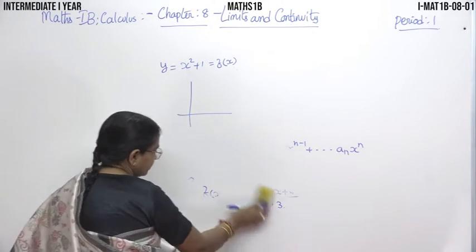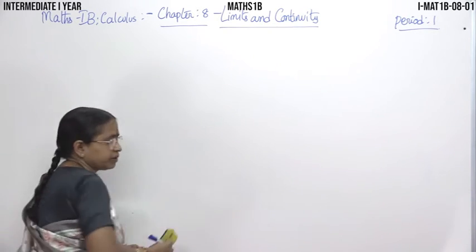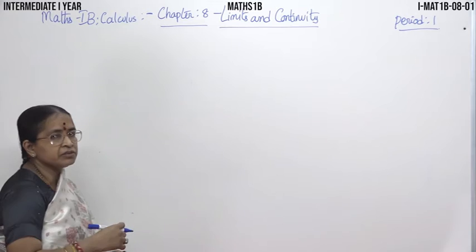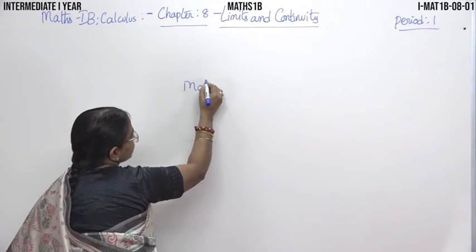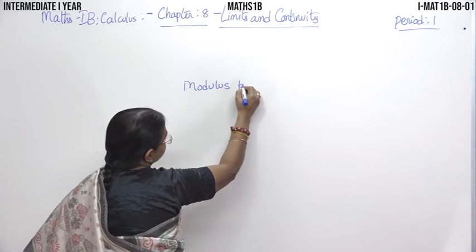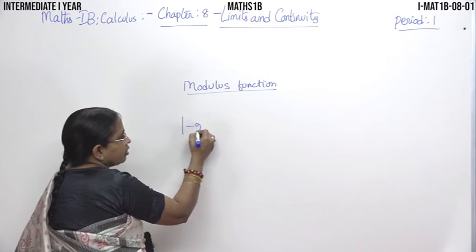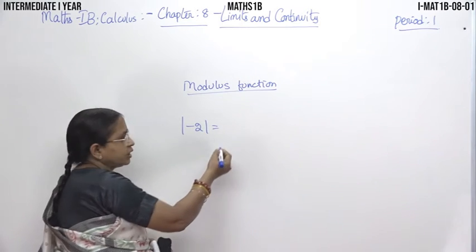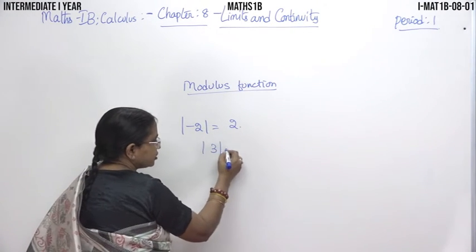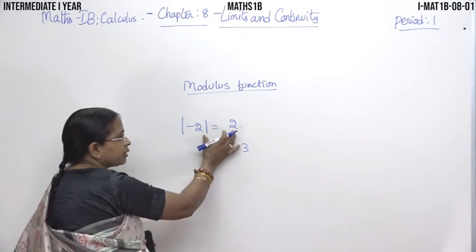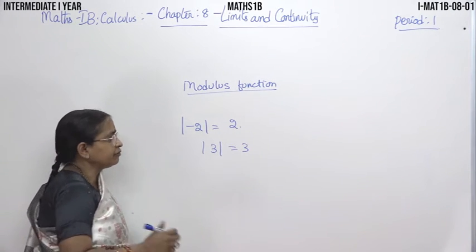Okay, next is very important function. You will learn all about this in functions chapter. So in finding the limits, we need all this type of functions. So next one is modulus function. What is this modulus function? So if you already know what is, suppose I write mod of minus 2. Mod of minus 2, you say it as 2. Mod of minus 2 is 2. Or mod of 3, you say it as 3. Positive value. You take the absolute value of that number.